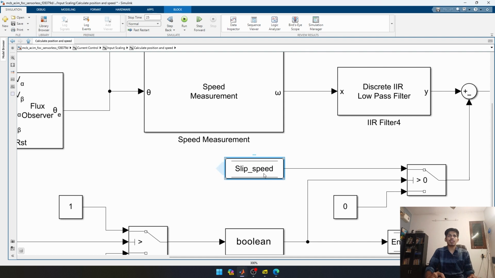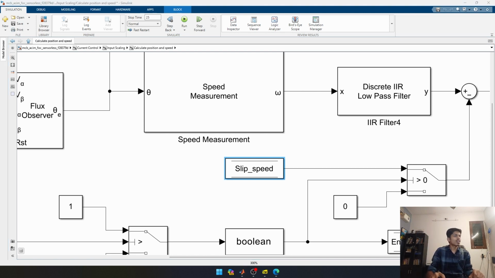This slip speed estimator takes all other induction motor parameters and currents to calculate the slip speed. The slip speed is nothing but the synchronous speed minus the actual rotor speed. So we don't know the actual rotor speed, that is our aim. So we don't connect any sensors to the rotor shaft. So we are estimating the speed based on the rotor's currents and voltages.